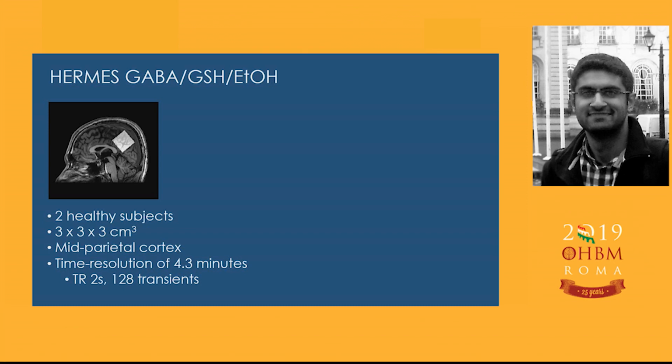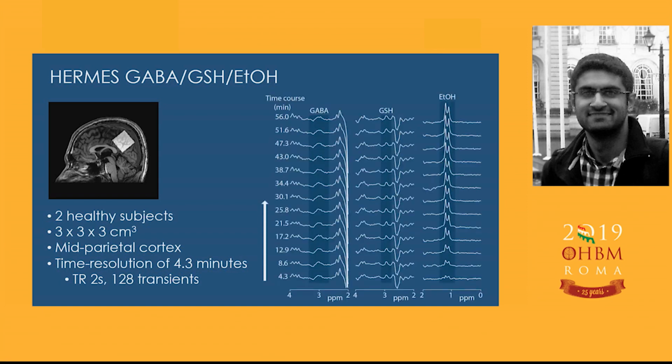So this was tested in 2 healthy subjects in a mid-parietal lobe, with the voxel sized 3 by 3 by 3 centimeter cube. We scanned the subjects after consuming alcohol for 1 hour, and then we broke that data down in blocks of 4 minutes that contain about 128 transients. And you can see the edited spectra gave us, as expected, 3 edited compounds. You have GABA on the left, glutathione in the middle, and ethanol on the right. And as expected, the subjects showed a rise in ethanol signal for an hour, and this sequence can be quite beneficial for studies such as studying alcoholism or alcohol use disorder. You can break down your resolution to as high as 4 minutes, which allows you to perform dynamic measurements of these 3 edited compounds, which previously was not possible.